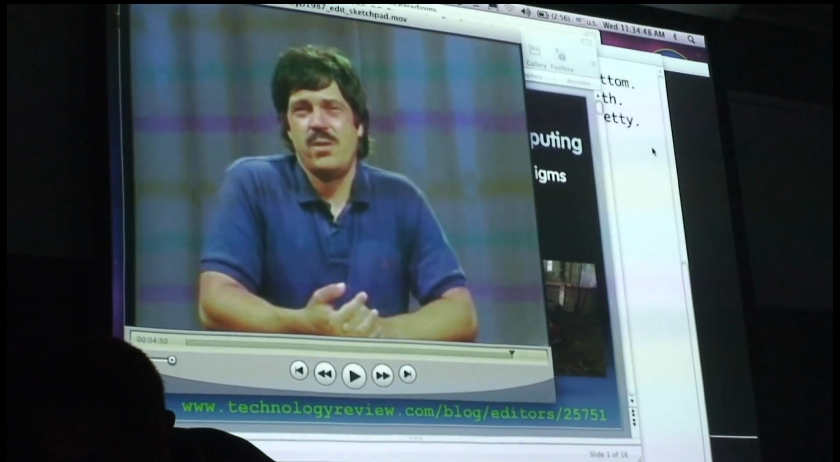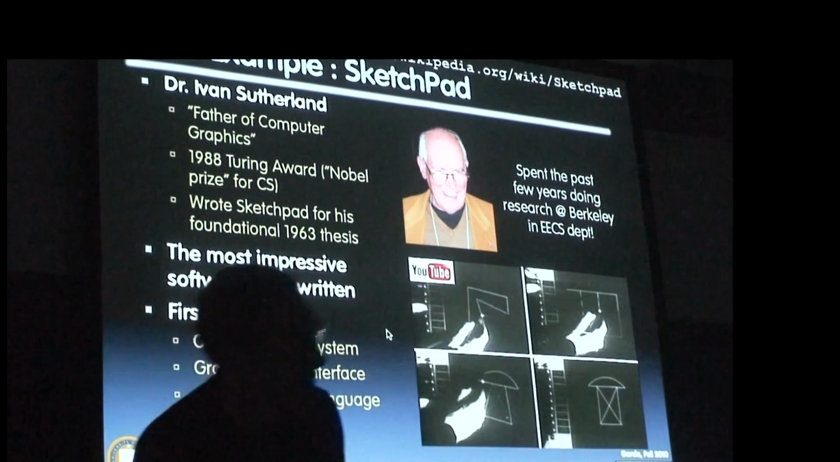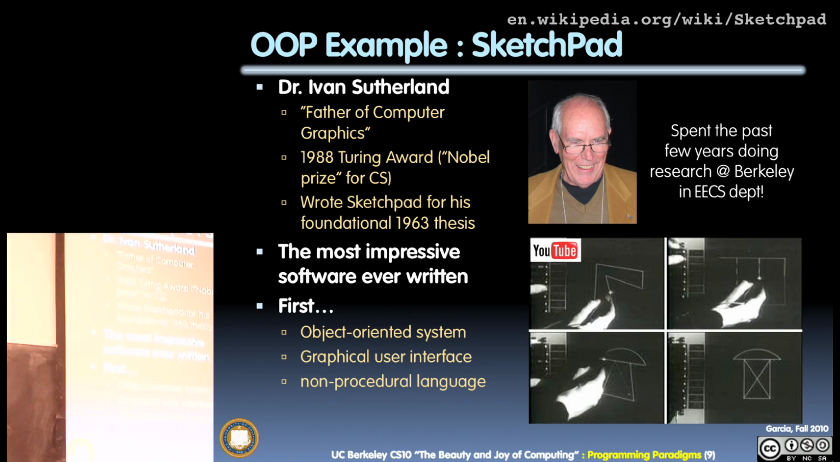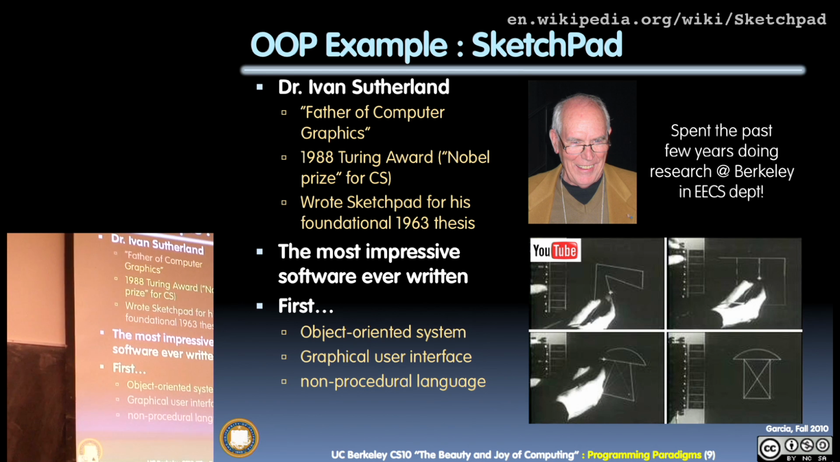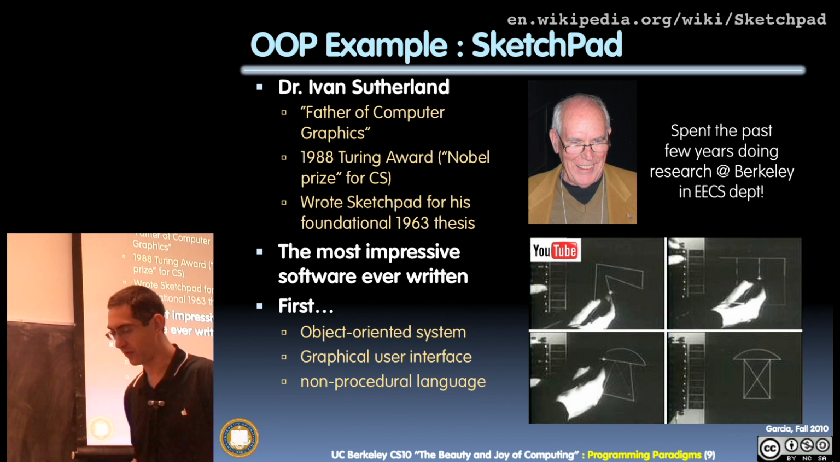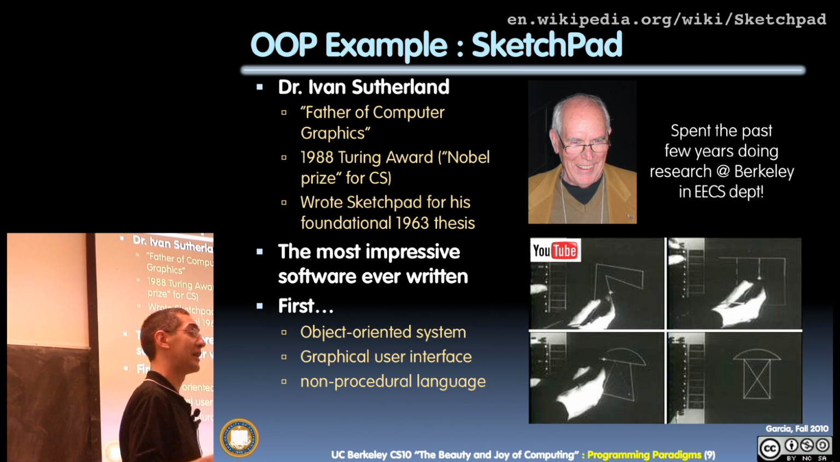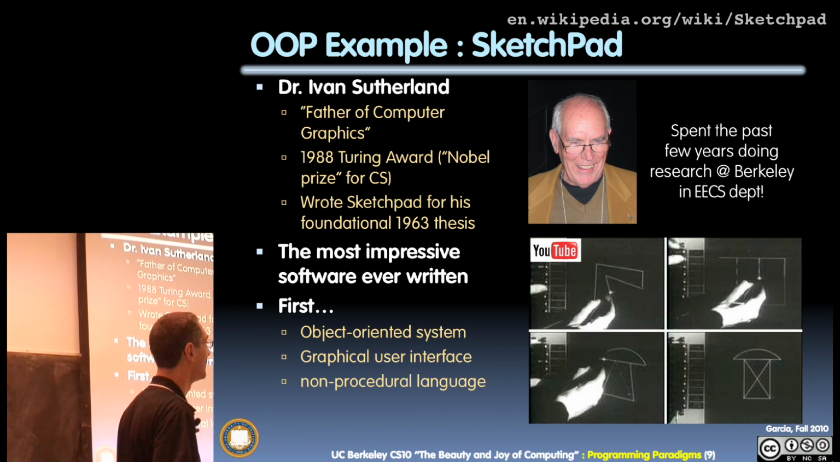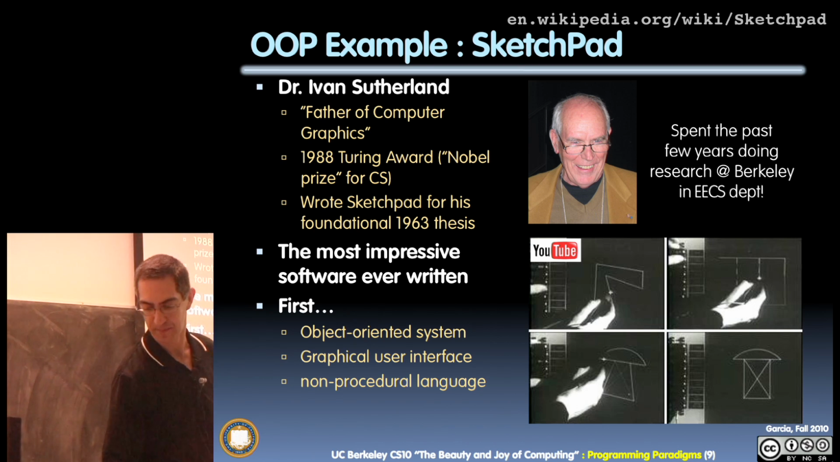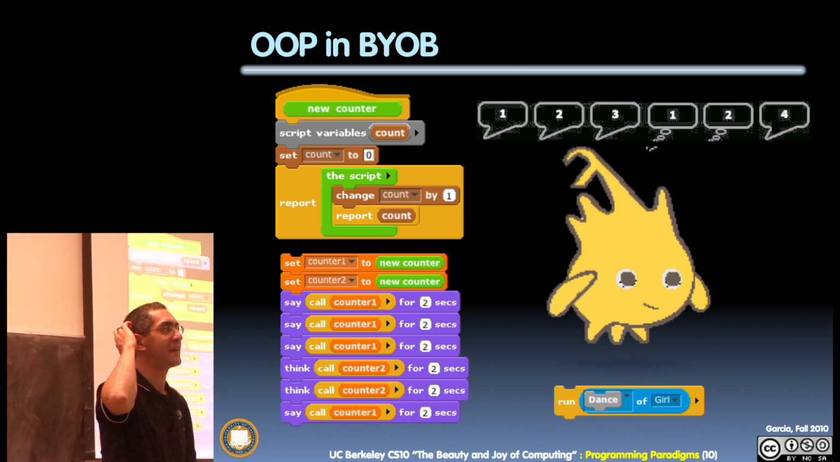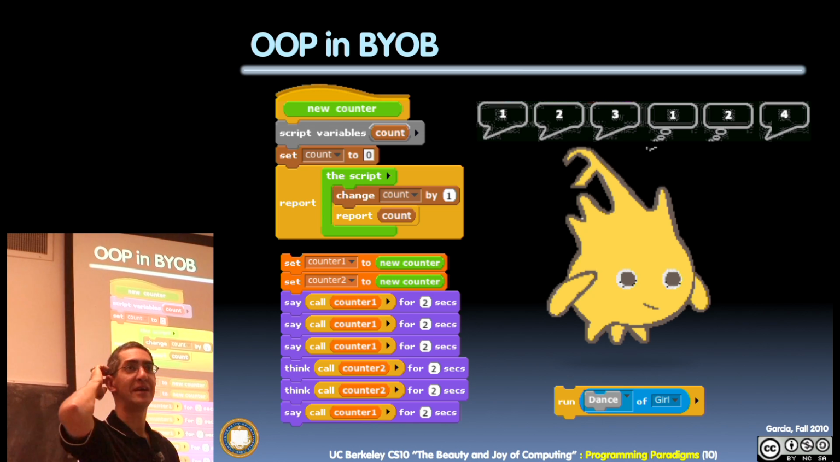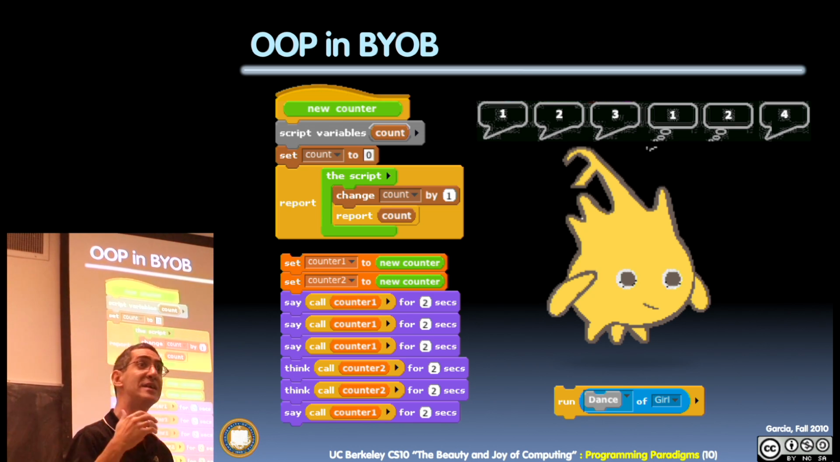Pretty cool. So that was Sketchpad, and in summary, first object-oriented system, first graphical user interface, kind of starting the field of computer graphics, and first non-procedural language. So pretty impressive piece of work for a thesis. So you're going to say, well, Dan, that's all well and good. You did allude to the fact that BYOB can do OOP.